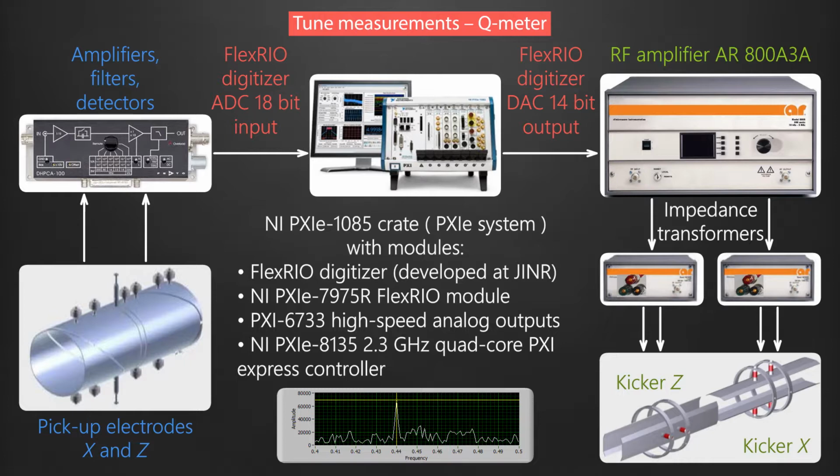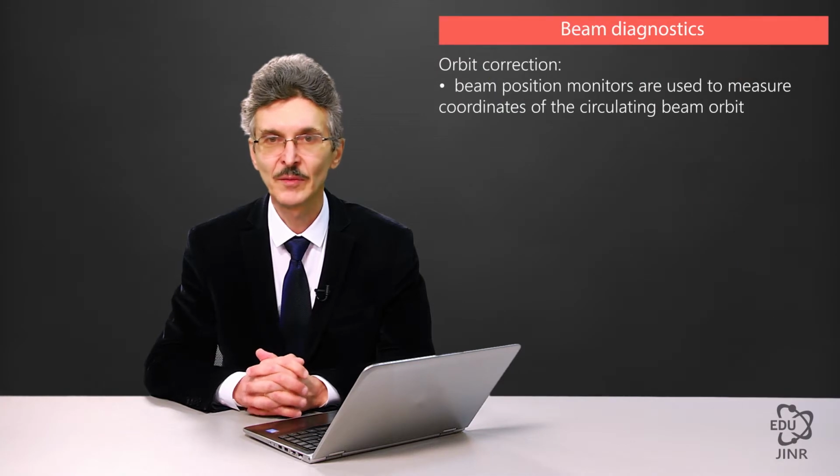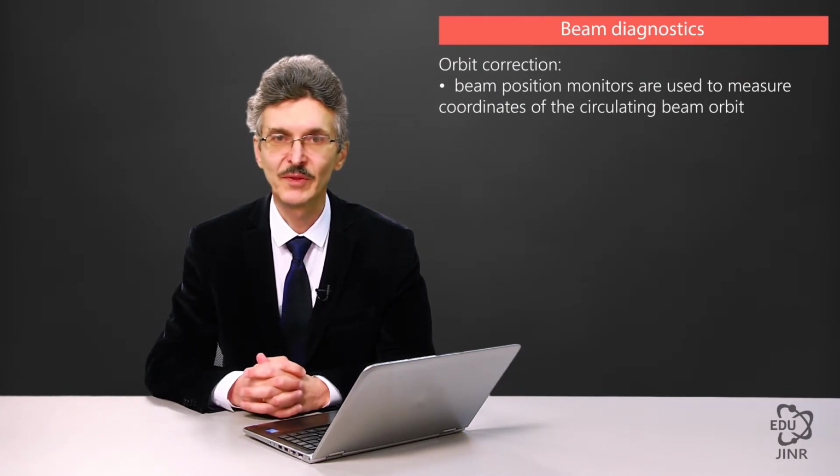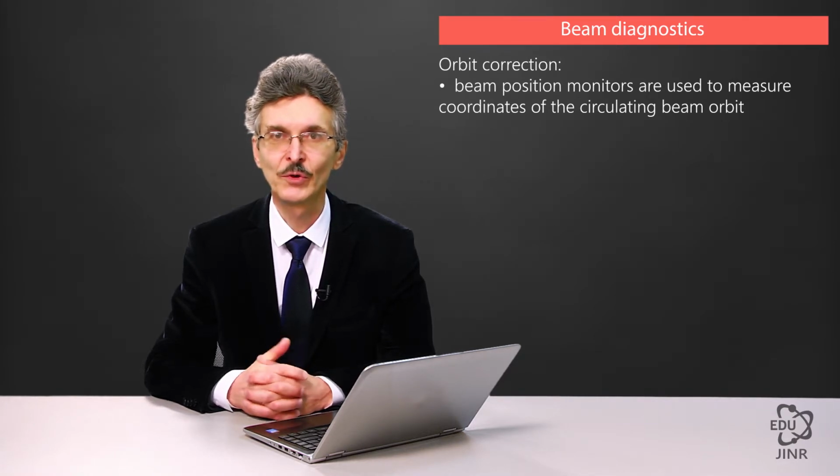To some extent, the diagnostics systems may be attributed to a system of closed-orbit correction. The system of closed-orbit correction includes an orbit measuring system. It is an array of pickup electrodes which are more or less evenly spaced along the entire ring.